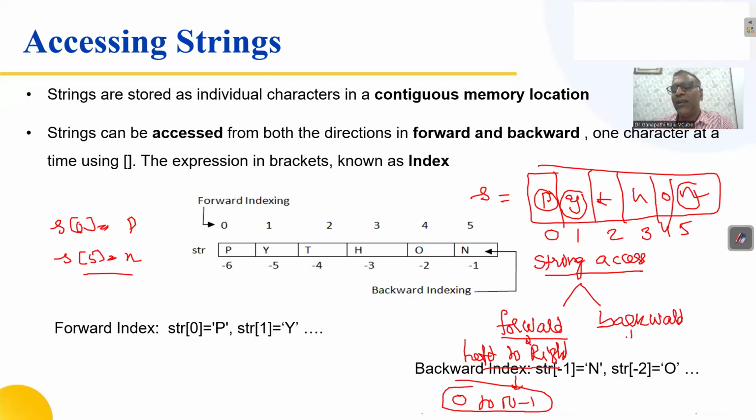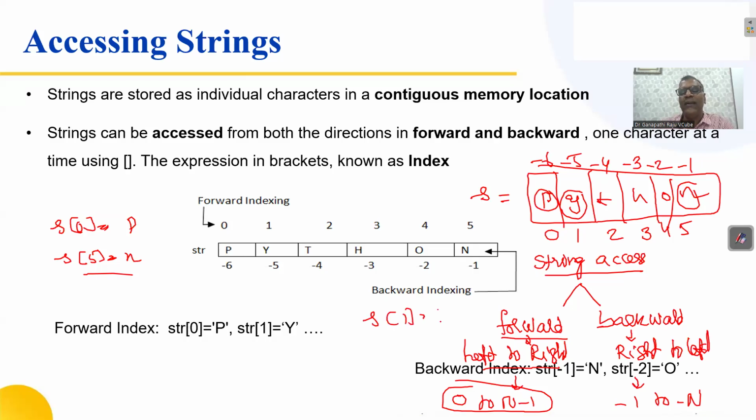That is called backward indexing. Backward indexing means reading data from right to left. Whenever you want to read the data from right to left, the formula we use is minus 1 to minus n. Here, let us start with minus 1, minus 2, minus 3, minus 4, minus 5, minus 6. Now, s of minus 1 refers to n. S of minus 6 refers to P.